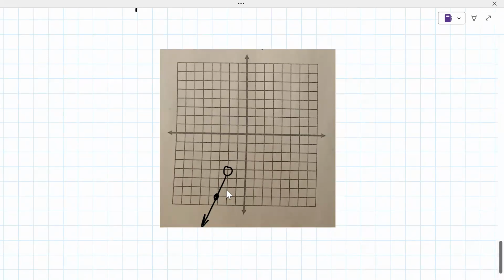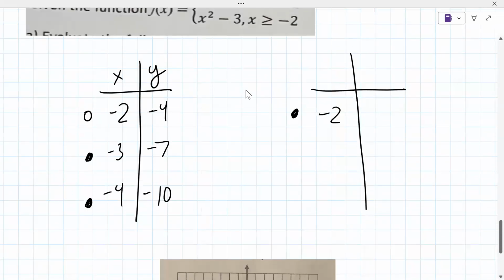Eventually you will get caught up and you'll fully understand all this stuff. All right, so if that's clear, let's go on to the second one.